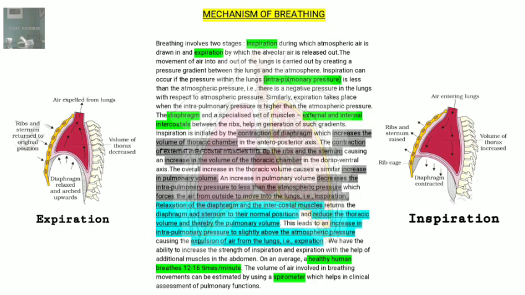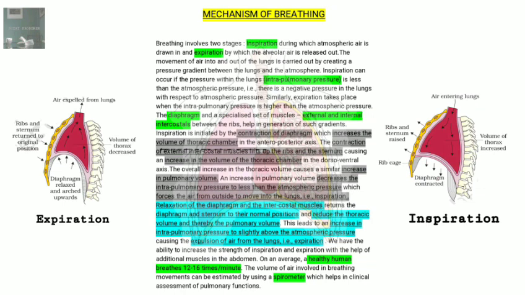The diaphragm and a specialized set of muscles, external and internal intercostals between the ribs, help in the generation of such gradients. Inspiration is initiated by the contraction of the diaphragm, which increases the volume of the thoracic chamber in the anteroposterior axis. Contraction of the diaphragm is responsible for about 75% of the air that enters the lungs during breathing.